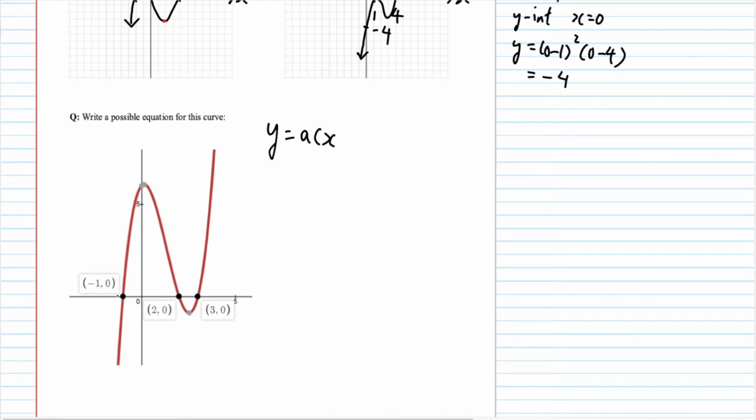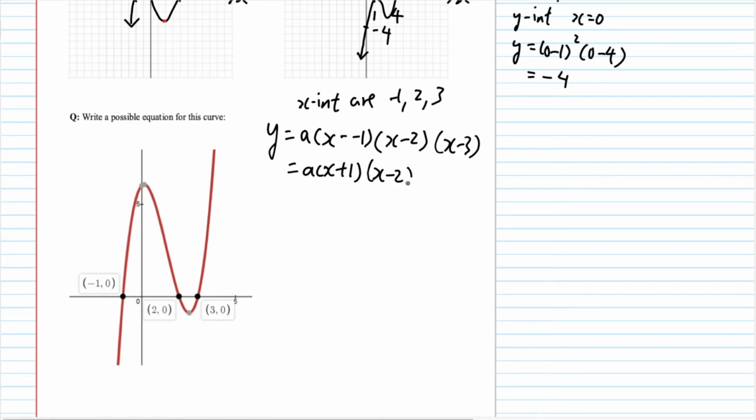So the first x-intercept is minus 1. So we're going to write x minus minus 1, right? The second x-intercept is 2. So we're going to write x minus 2. And the third x-intercept is 3. So then it will be x minus 3, right? So the x-intercepts are minus 1, 2, and 3. Therefore you write y equals a(x minus minus 1)(x minus 2)(x minus 3). Then we simplify this. 2 minuses make a plus. So we'll get something that looks like this.